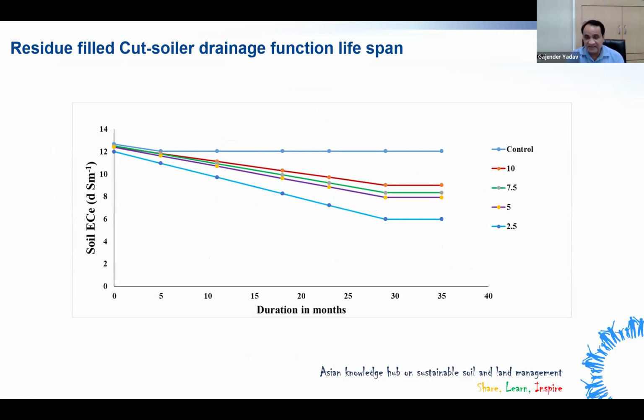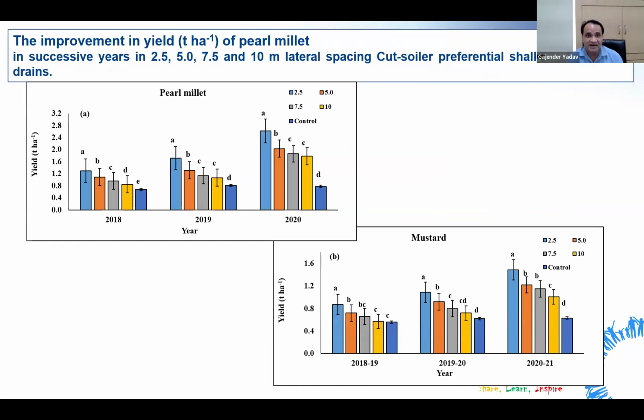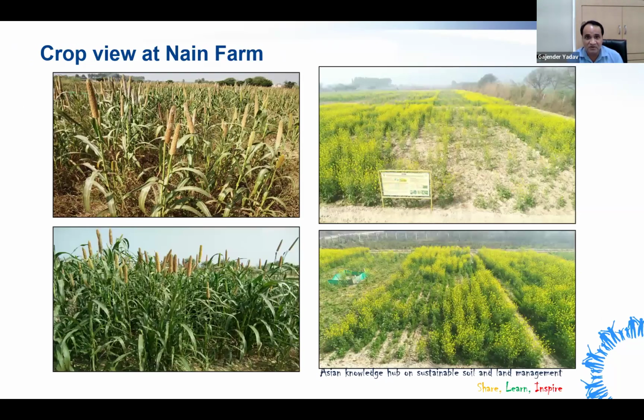Then up to 3 years, it functions well, the drainage function is okay, and after that you have to reconstruct it. And this is its effect on the response of the crops. The two prevalent systems, pearl millet and mustard, in the dryland salinity, where we are seeing it's matching response to the crop production. And these are some of the views.